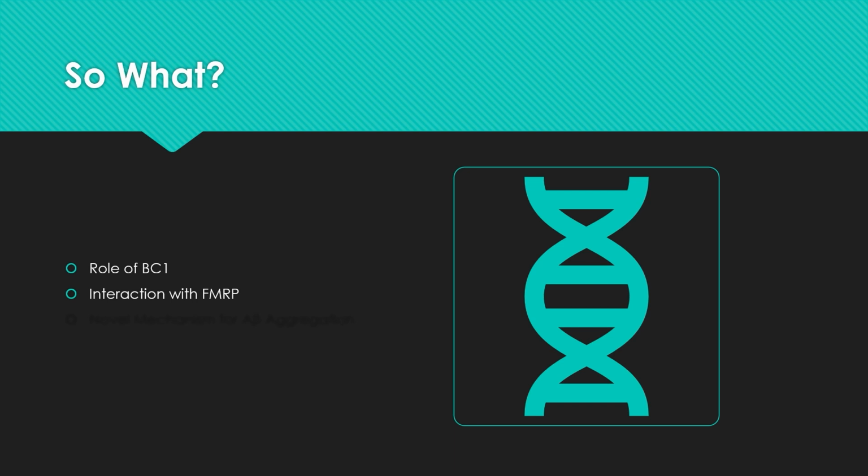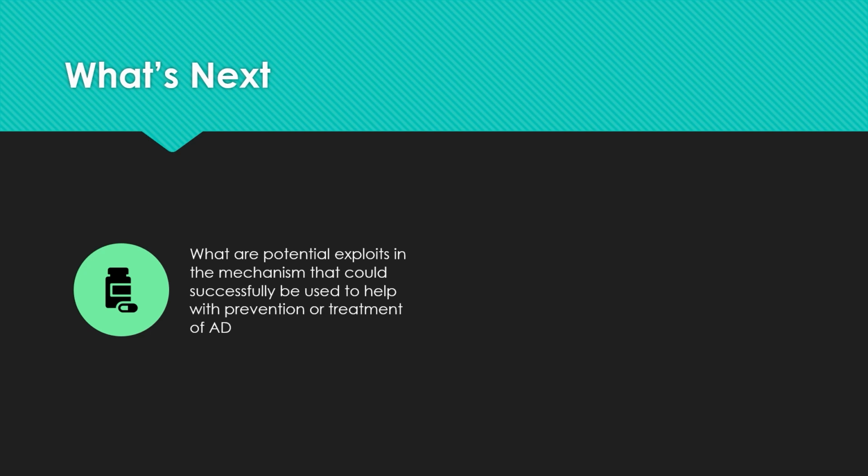The association between FMRP and BC1 was shown to increase the translation of APP mRNA. When APP mRNA translation is upregulated, more APP protein is produced. This can lead to increased cleavage of APP by enzymes like BACE1, resulting in the production of more amyloid beta peptide. Going forward, understanding the new mechanisms in the study opens up new avenues for Alzheimer's prevention and treatment.